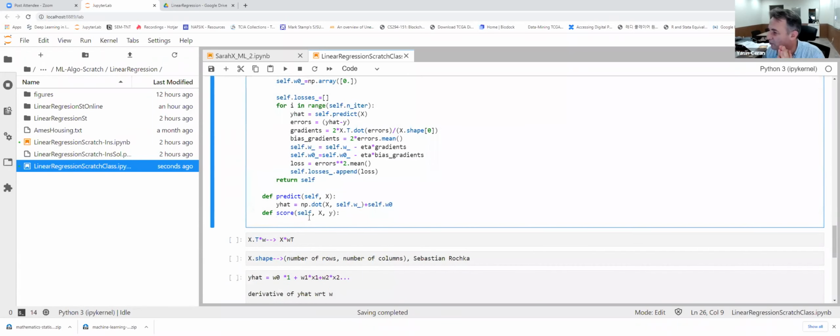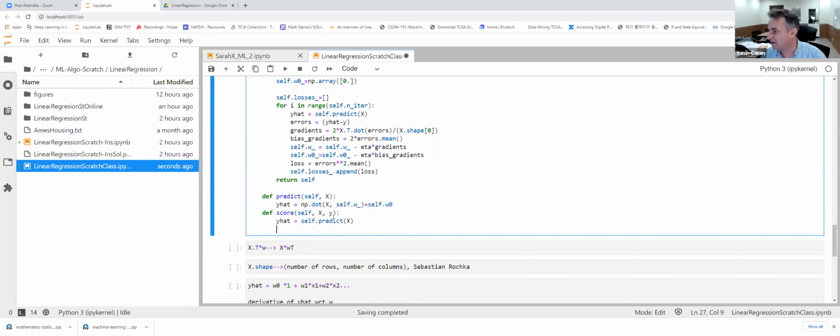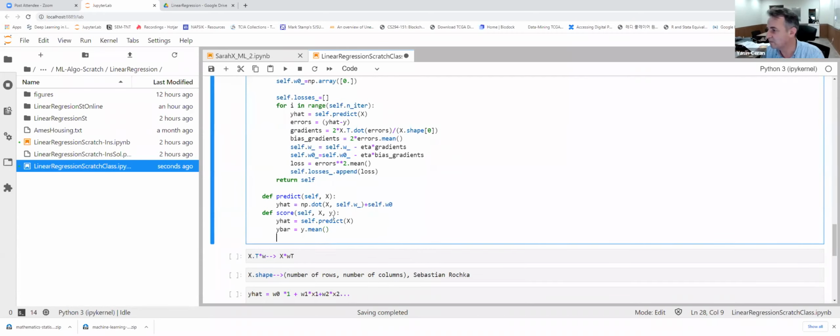First of all, we need to find y hat. How can we find y hat? It's right here, self dot predict x. This is y hat. Okay, I found y hat. Next, I need to find the y bar. Y bar is nothing but the mean of y. Next, let me find the errors. I already did that before, but let's do it again. Error is y minus y hat.